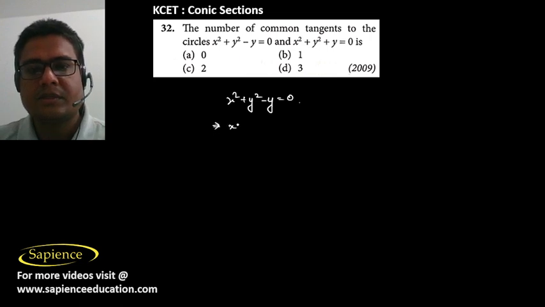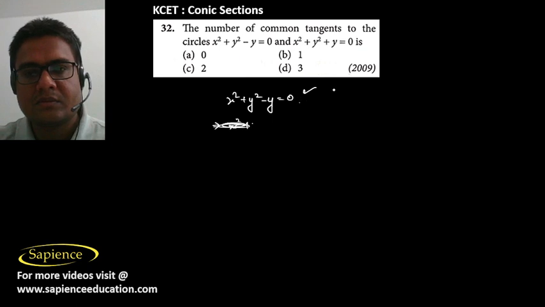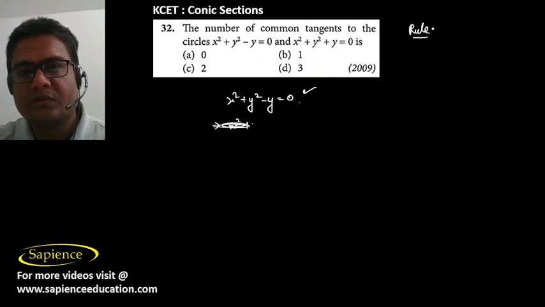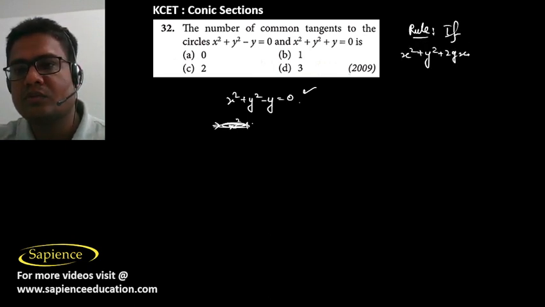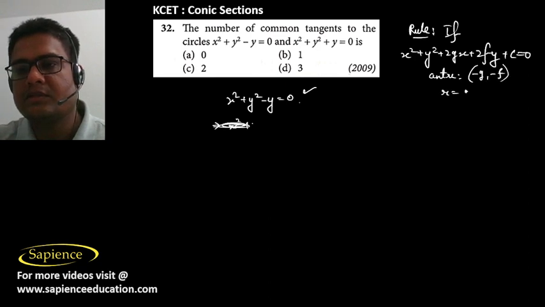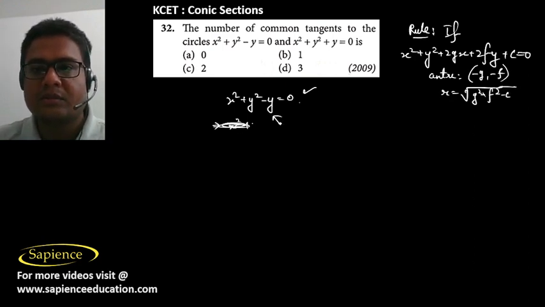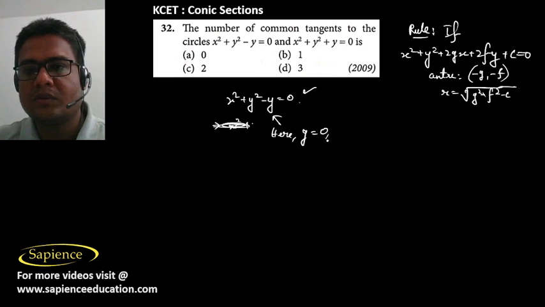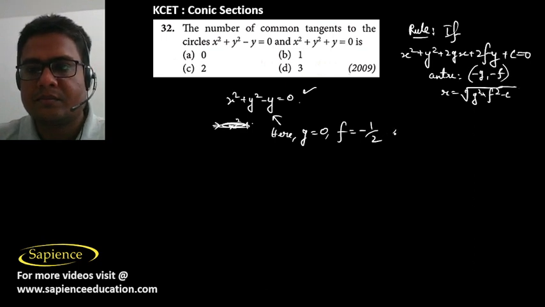So this we can write it as x square plus, so here actually, the rule is that if we have the equation as x square plus y square plus 2gx plus 2fy plus c equal to 0, then the center is minus g comma minus f, and the radius is given as square root of g square plus f square minus c. So therefore here we have g is equal to 0 and f is equal to minus half and c is 0.